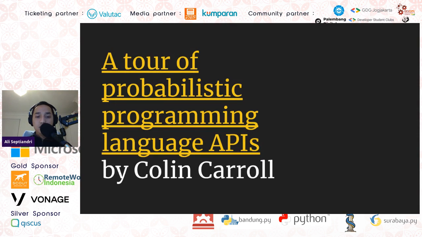Yeah, so if you don't know what to choose, you can see this article, a tour of probabilistic programming language APIs by Colin Carroll. You'll see the comparison of those 4 libraries and other libraries as well, like PyStan, or yeah, I guess there's also Stan as well. But for me personally, I really like the API design of PyMC3, and it's quite fast as well.